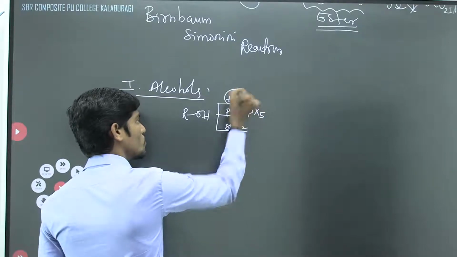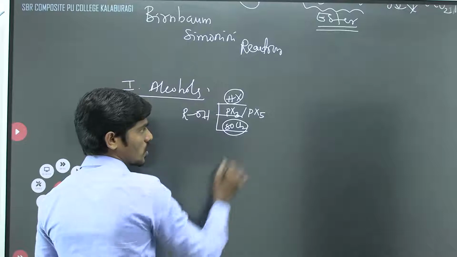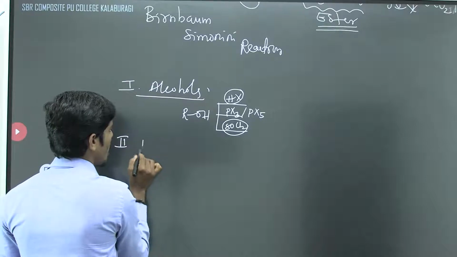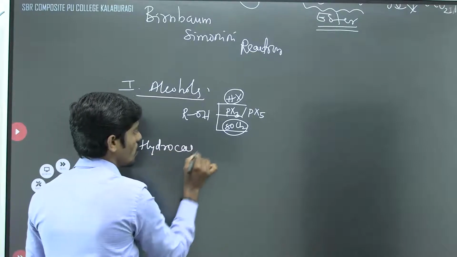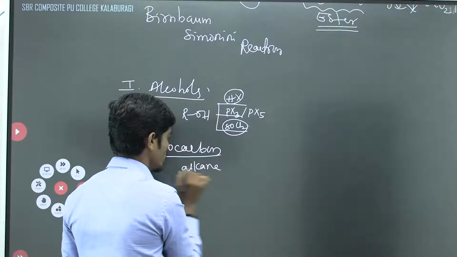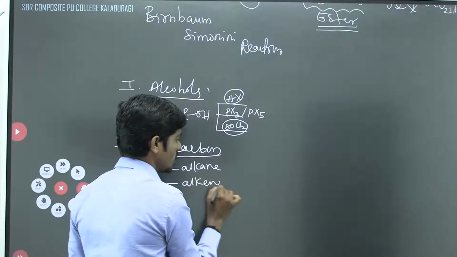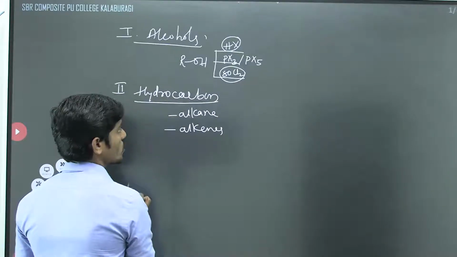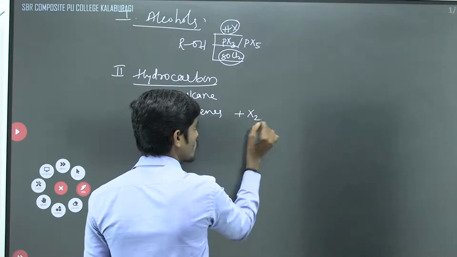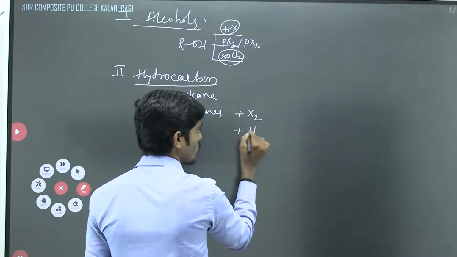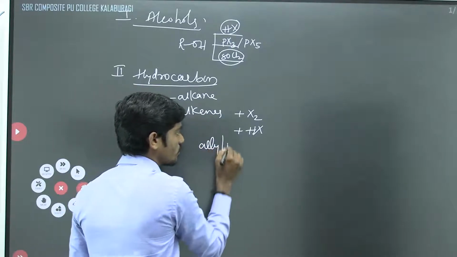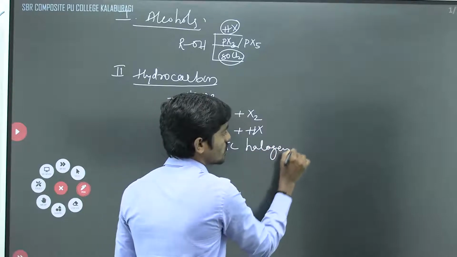In this first method, the first is Groove's process, the last one is Darzen's process. Here the byproduct you need to remember. This is the first one. Whereas the second method is from hydrocarbons, that is from alkanes and from alkenes. In alkenes, by the addition of a halogen or by the addition of hydrogen halide, we have studied along with some special points like allylic halogenation also.